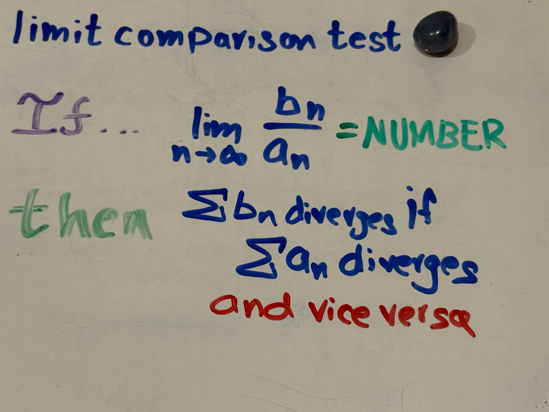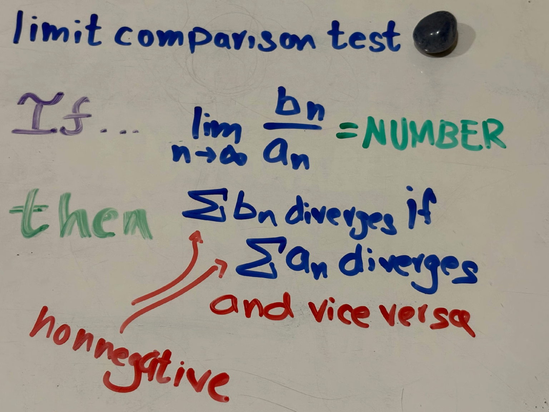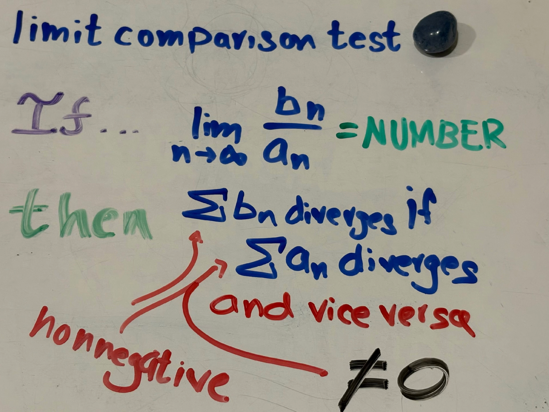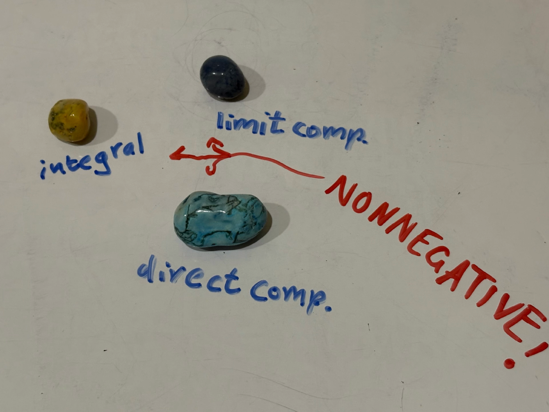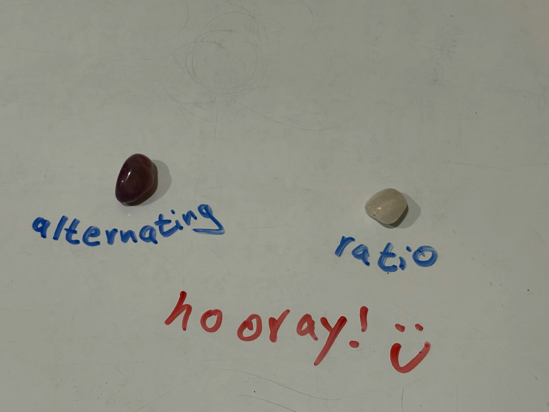If the limit of b of n over a of n approaches a finite number, we can then conclude that b of n converges or diverges, depending on a of n. Like direct comparison, all of the terms have to be non-negative, with a of n not equaling 0 to prevent indeterminate limits. Almost all of these series tests require our terms to be non-negative, so our options for what we can use are greatly limited. This is where our final 2 series tests come to their rescue.